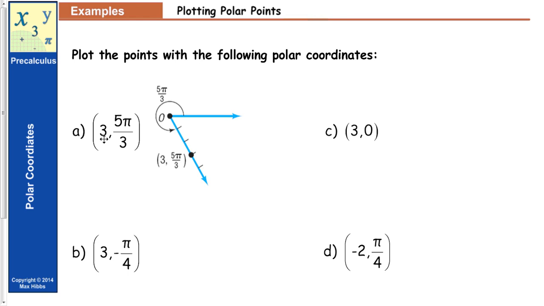Now the 3, the r value, tells us that we move along the terminal side. Well, this is the terminal side of that angle, so we move 3 units, 1, 2, 3. And so in the plane, that's where this point would be.